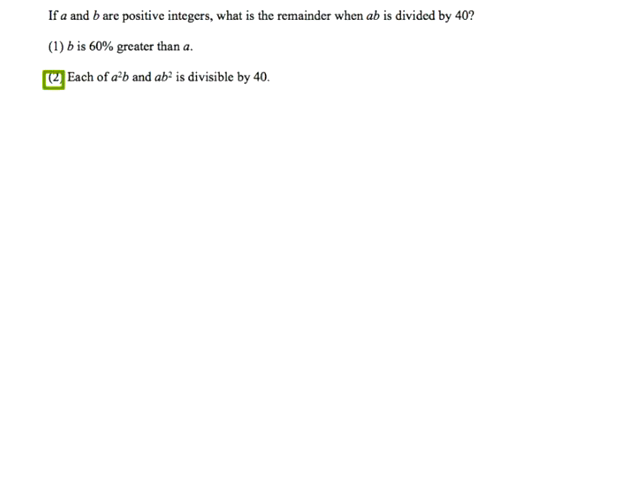So A squared B, which means A times A times B, is divisible by 2 times 2 times 2 times 5. So what has to be a thing? Well, the first thing is you have to get a 5 from somewhere. So that means that either A or B has to have a 5 in it, because you've got to get that 5 from somewhere. So either A or B has a 5 in its prime factorization.